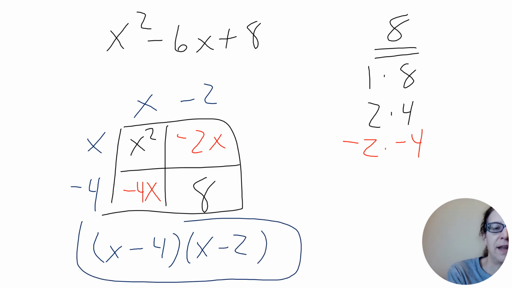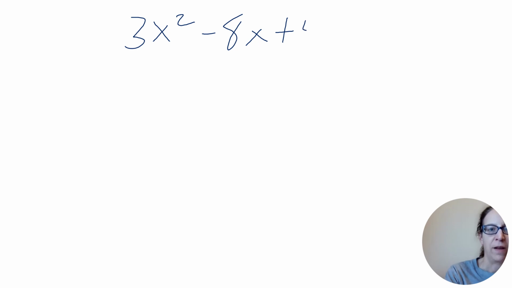That is the answer. So make sure when you're filling this in on your page or on formative that you are getting the factors. Next one is 3x squared minus 8x plus 4. Okay, now math is consistent.